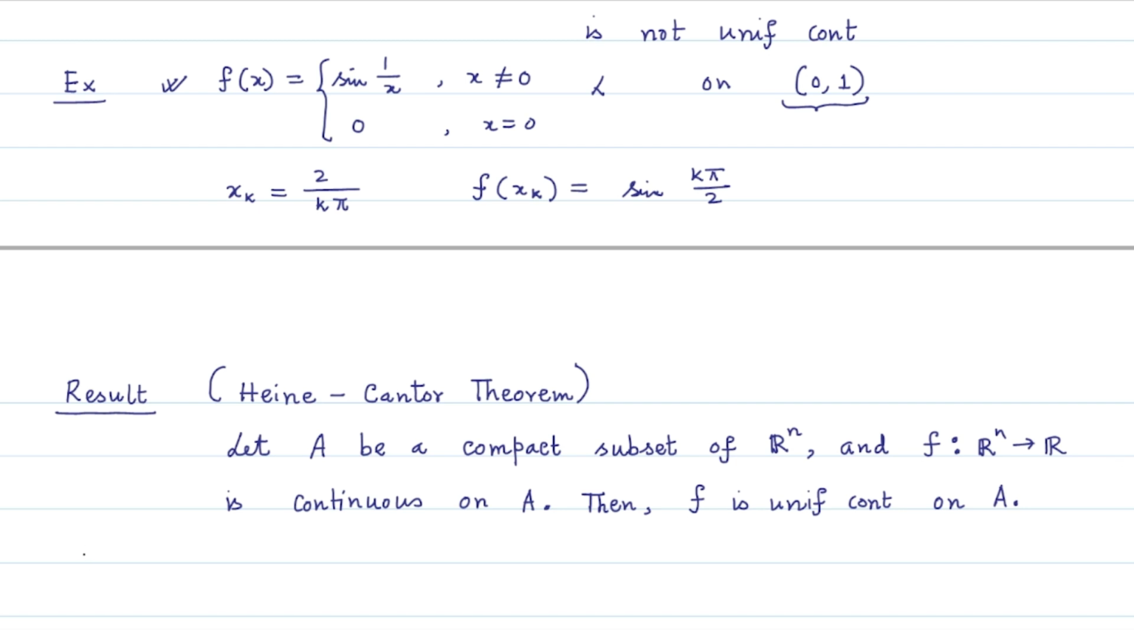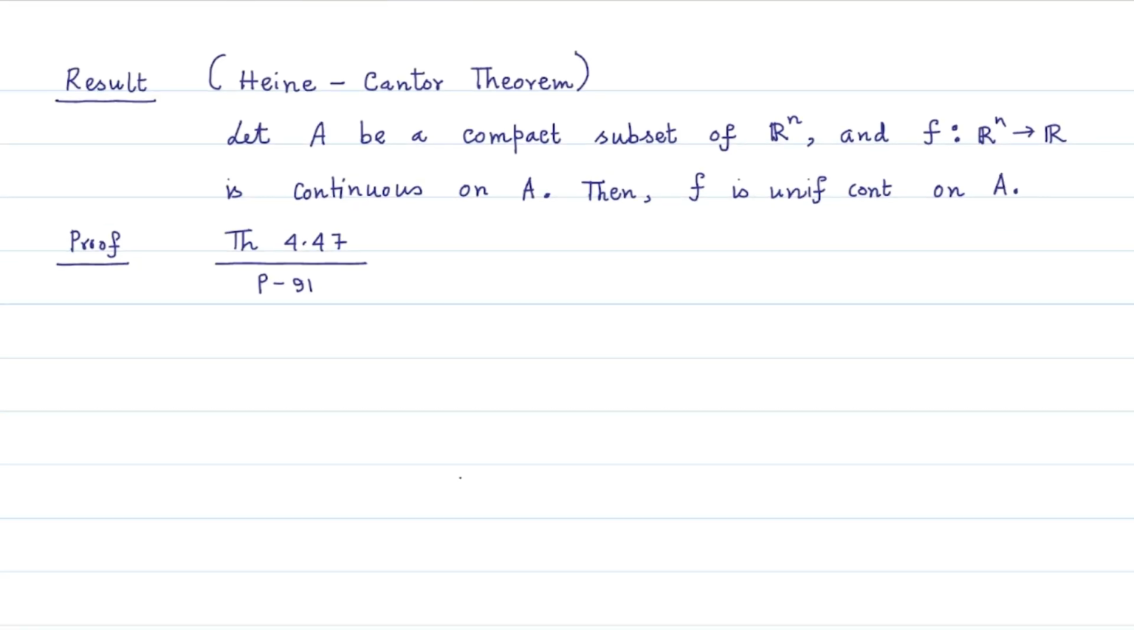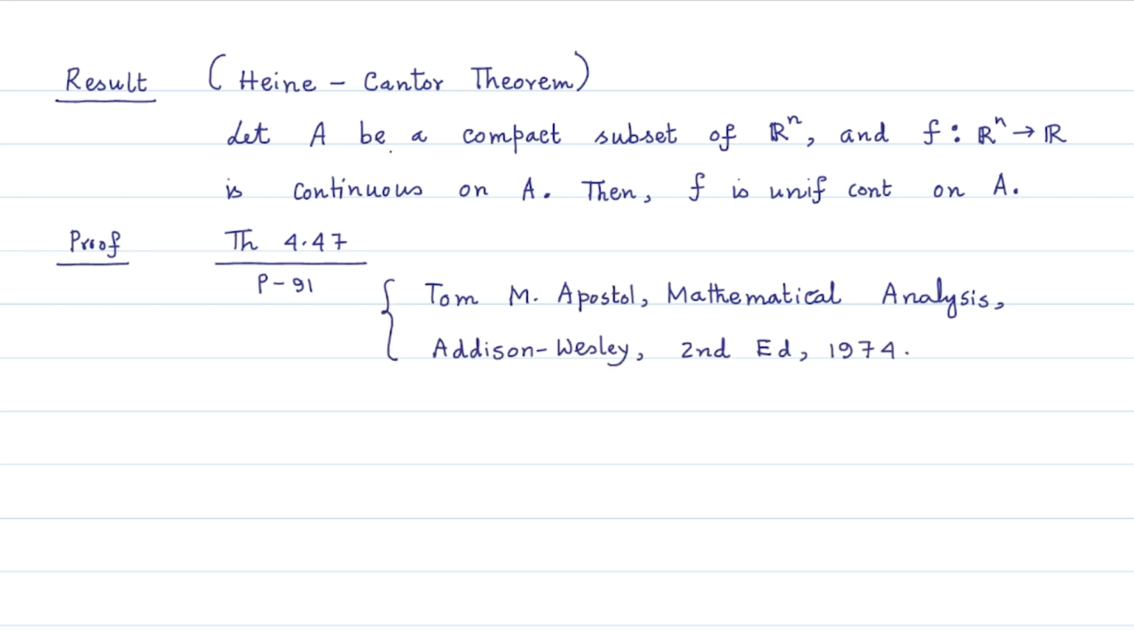For a proof of this result, you may please visit a classical book on mathematical analysis by Apostol. Please visit theorem number 4.47 on page 91 of the book entitled Mathematical Analysis by Tom M. Apostol. Heine and Cantor are both famous German mathematicians, and Cantor is the person famously known for creating set theory in mathematics.